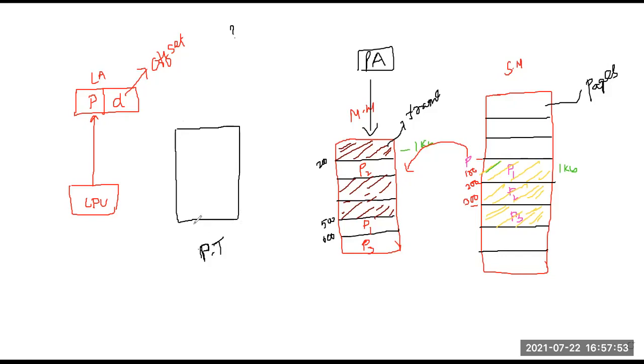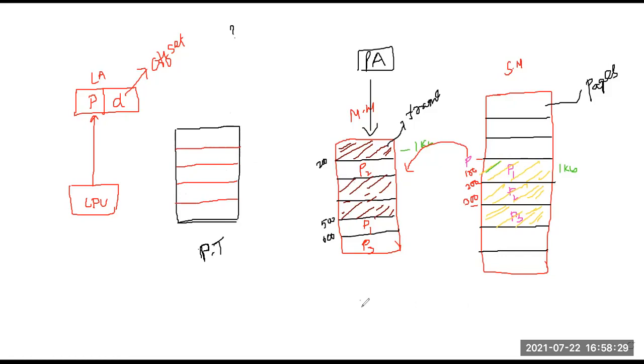The second point you have to remember is that for every program, the page table will be different. For program 1, the page table will be different, and for program 3, the page table will be different. The number of entries in the page table will be exactly equal to the number of pages the program requires. In this case, if it requires 3 pages, the page table will have 3 entries.